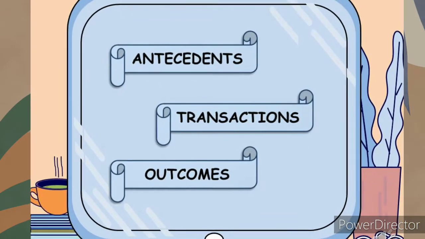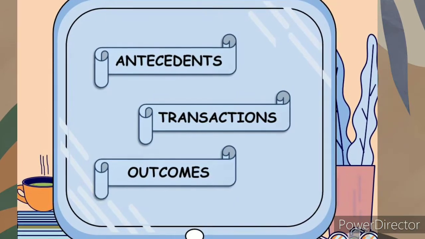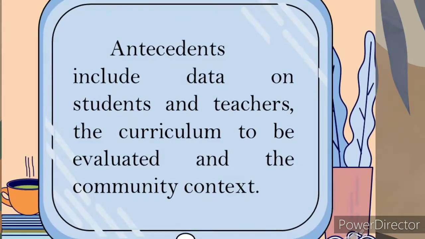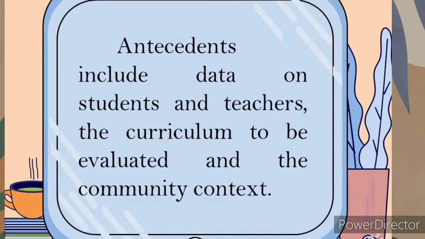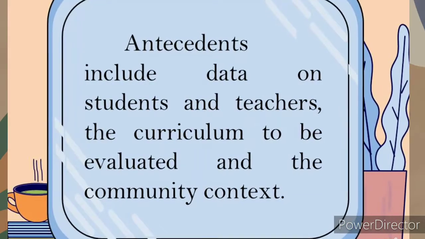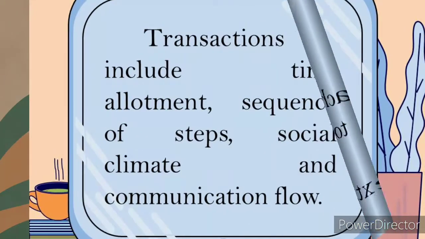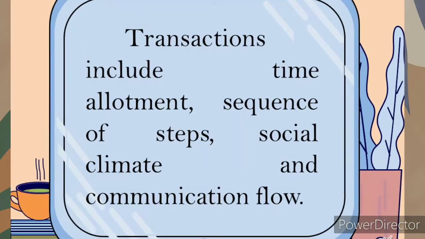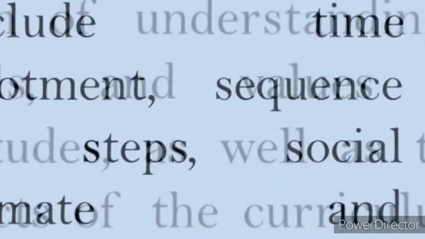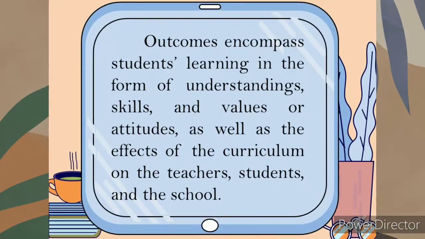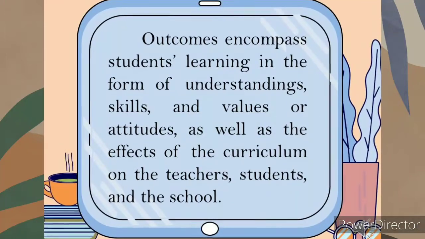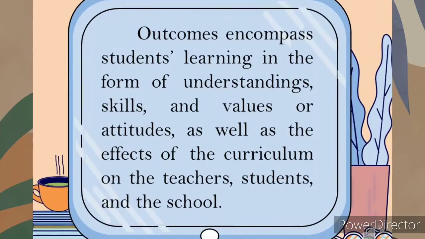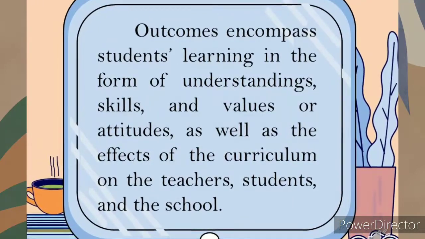The first category is antecedents, the second one is transactions, and the third category is outcomes. Antecedents include data on students and teachers, the curriculum to be evaluated, and the community context. Transactions include time allotment, sequence of steps, social climate, and the communication flow. Outcomes encompass students' learning in the form of understandings, skills, and values or attitudes, as well as the effects of the curriculum on the teachers, students, and the school.